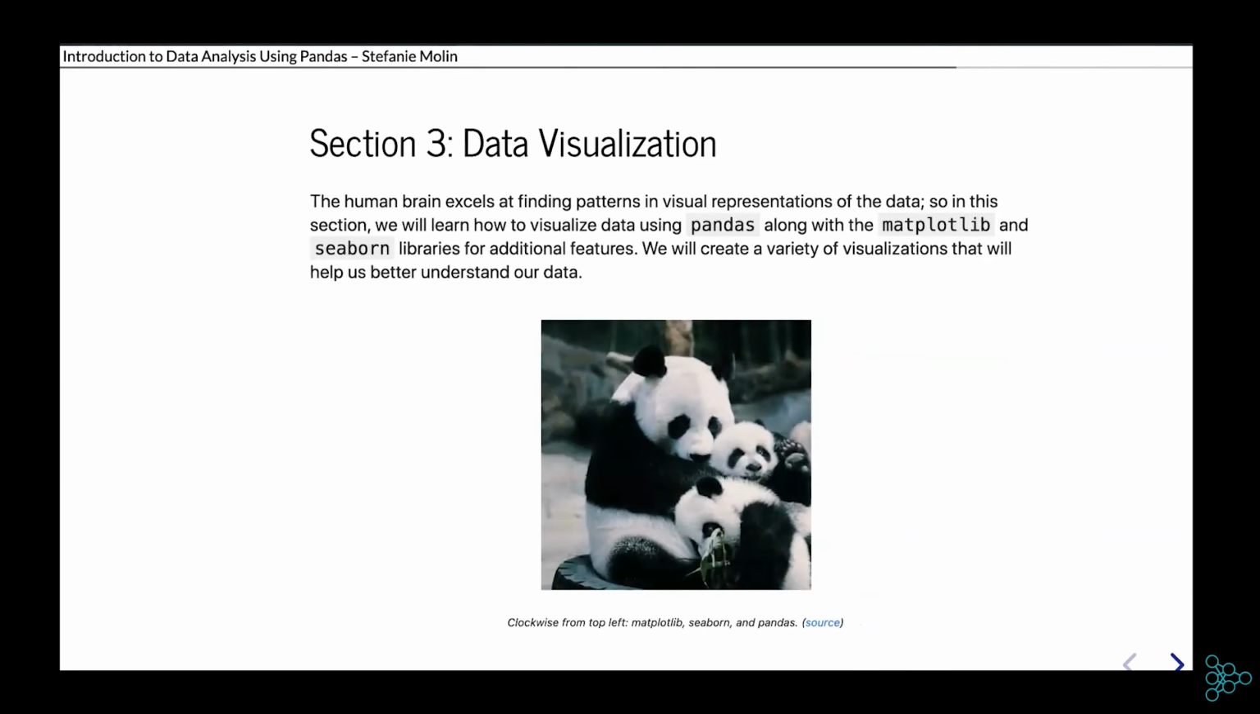So the human brain excels at finding patterns in visual representations of the data, much more so than working with the tabular forms that we've been looking at so far. In this section, we're going to get a taste of plotting, particularly using pandas, as well as a little bit of matplotlib and Seaborn. And we're going to create a variety of different visualizations that will help us better understand the data that we're working with.